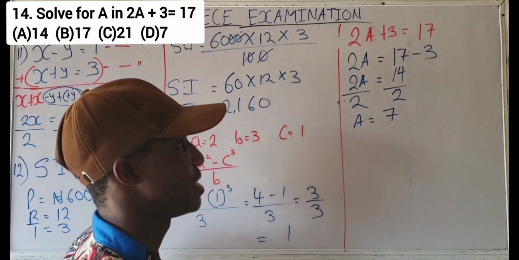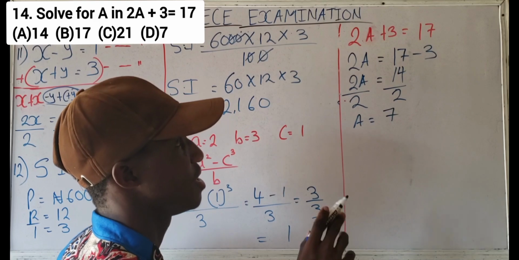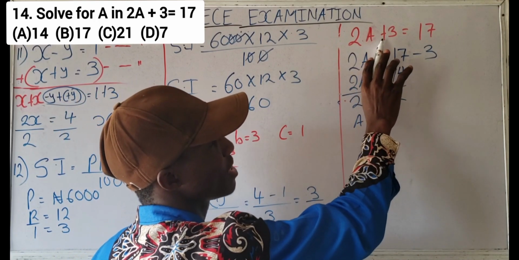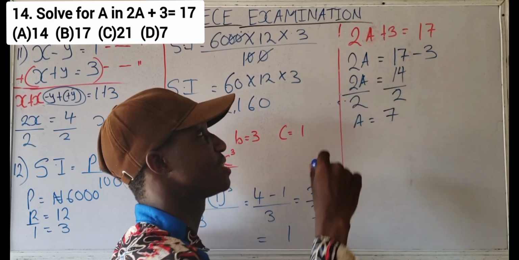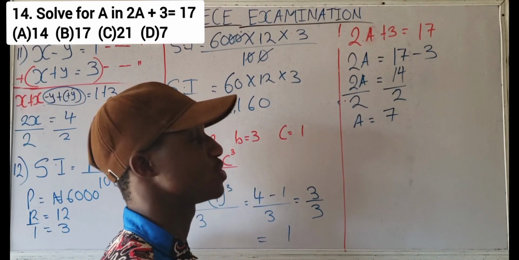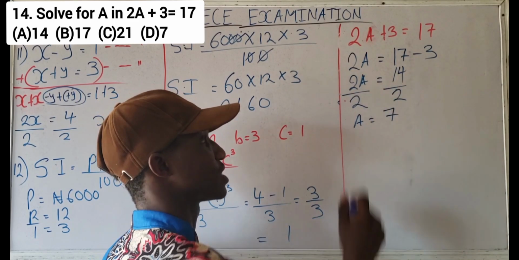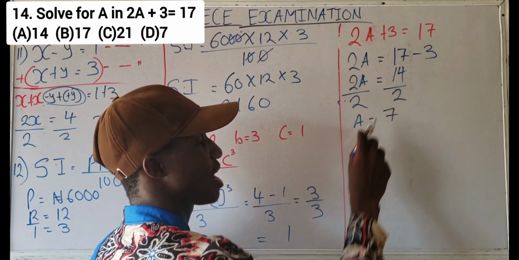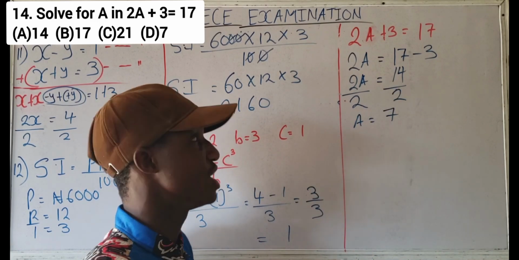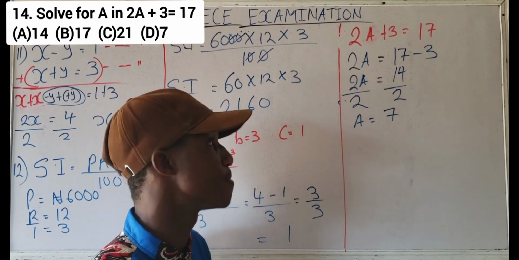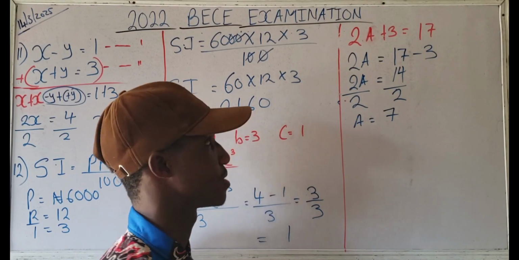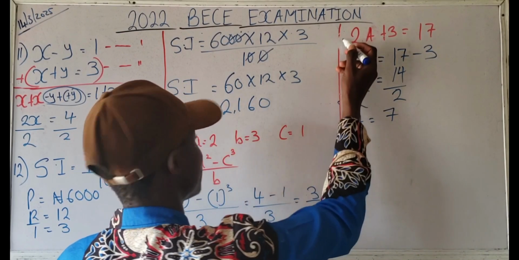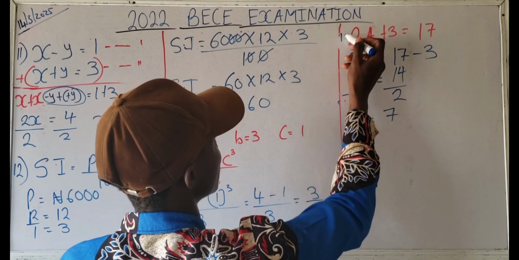Because, please pay attention, many students make mistakes, you understand? Listen, if you take this plus 3 to the other side of the equation, because it had a positive sign before, it's going to have a negative sign. So I'm going to have 17 minus 3, okay? 17 minus 3 is 14. Now, because we are asked to look for the value of A, you have to divide both sides by the coefficient of A. The coefficient of A is 2, so I divide both sides by 2. 14 divided by 2 is 7. Okay, that is question number 14, okay?